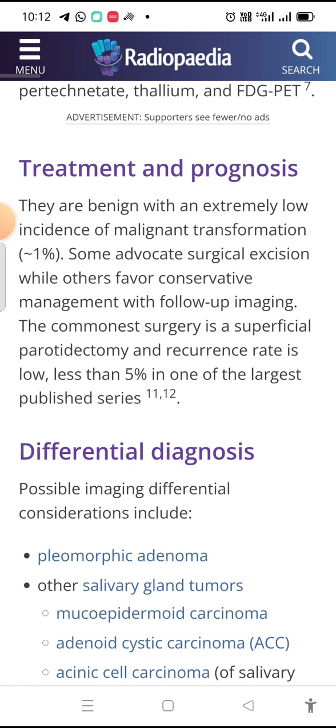Treatment. They are benign with an extremely low incidence of malignant transformation, and therefore some advocate surgical excision while others favor conservative management with follow-up imaging. The most common surgery is a superficial parotidectomy, and the recurrence rate is low, less than 5% in one of the largest published series.